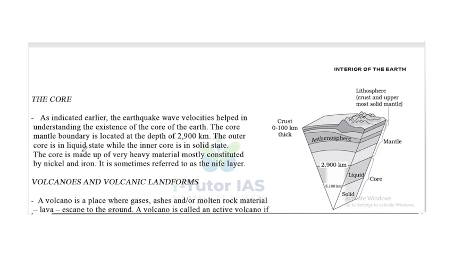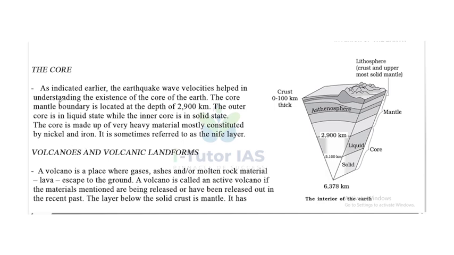Now, the final one is core. As indicated earlier, the earthquake waves' velocity helped in understanding the existence of the core of the earth. The core-mantle boundary is located at the depth of 2900 km. The outer core is in liquid state while the inner core is in solid state. Core is made up of very heavy materials, mostly constituted by nickel and iron, sometimes referred to as Nife layer.